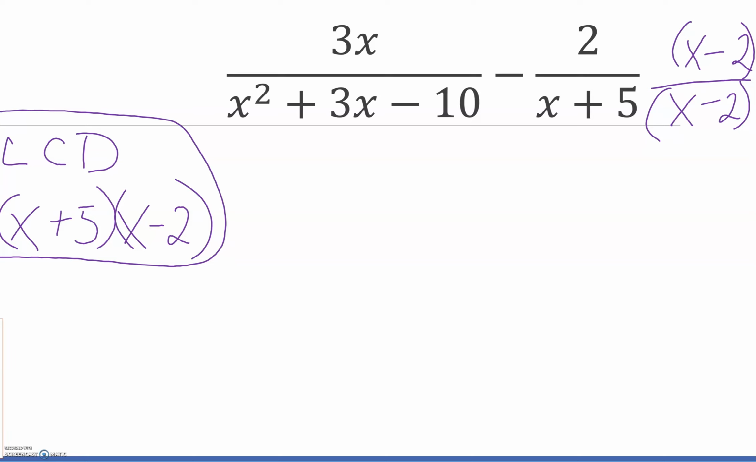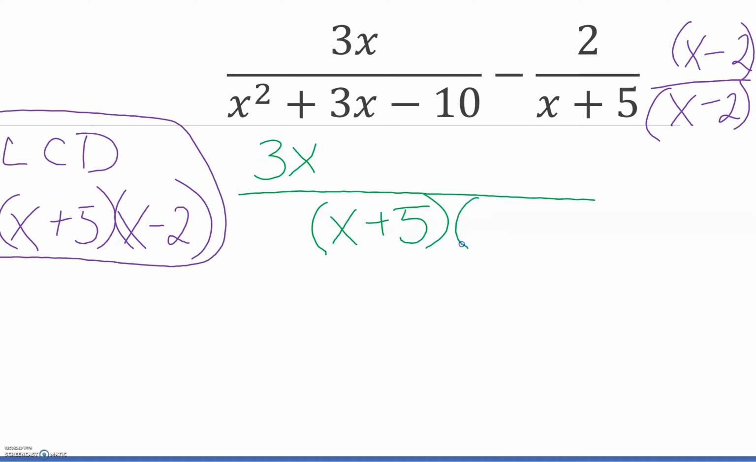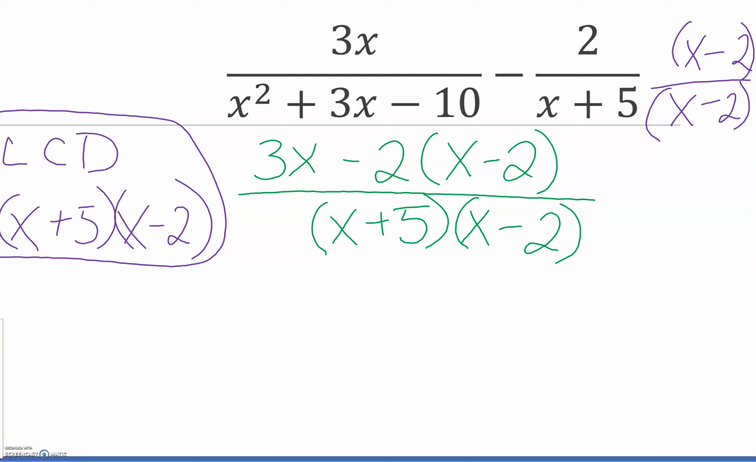So if we look at our next line, we have that 3x. I'm going to write this as one big fraction here. The x squared plus 3x minus 10, I'm going to write this in factored form. X plus 5 times the quantity x minus 2. And then I have this minus 2, and that's going to get multiplied by the quantity x minus 2. So I do need to distribute that through the parentheses here. So that 2 will get multiplied by x, and that minus 2 gets multiplied by negative 2.